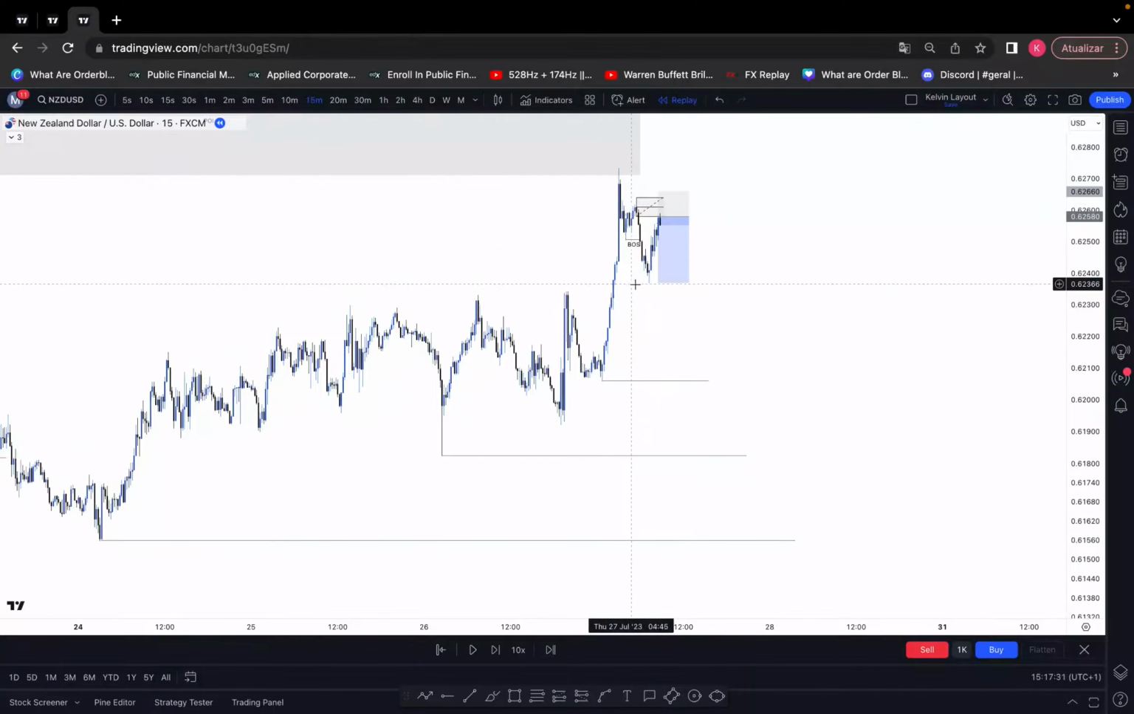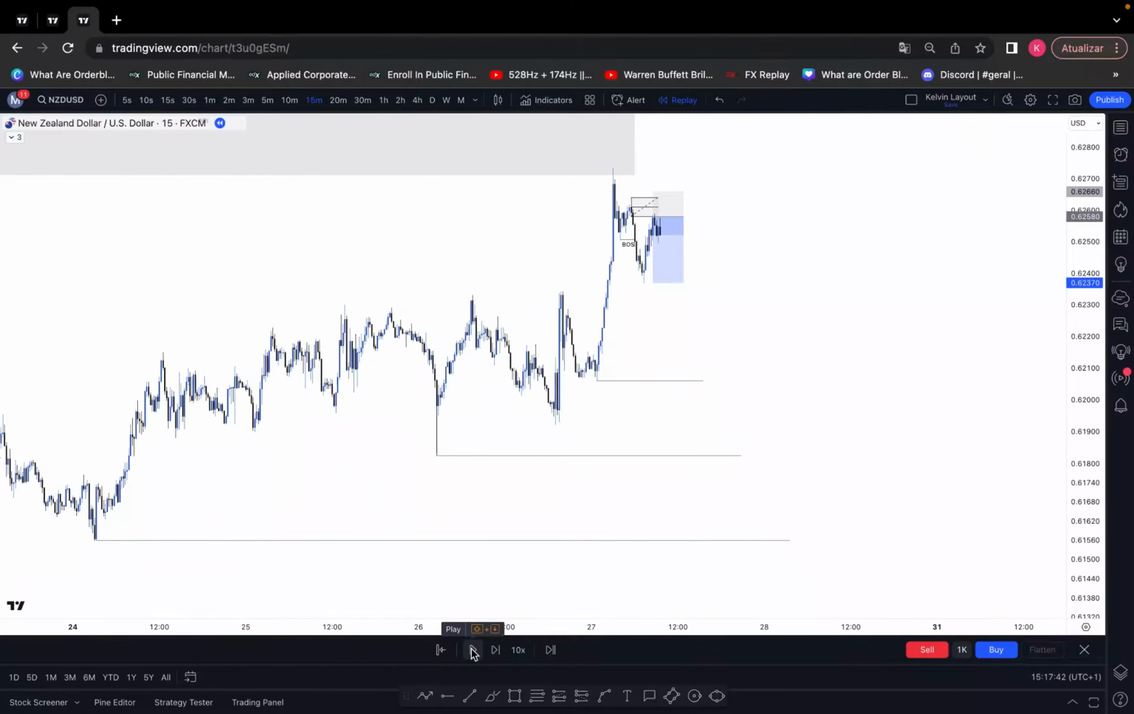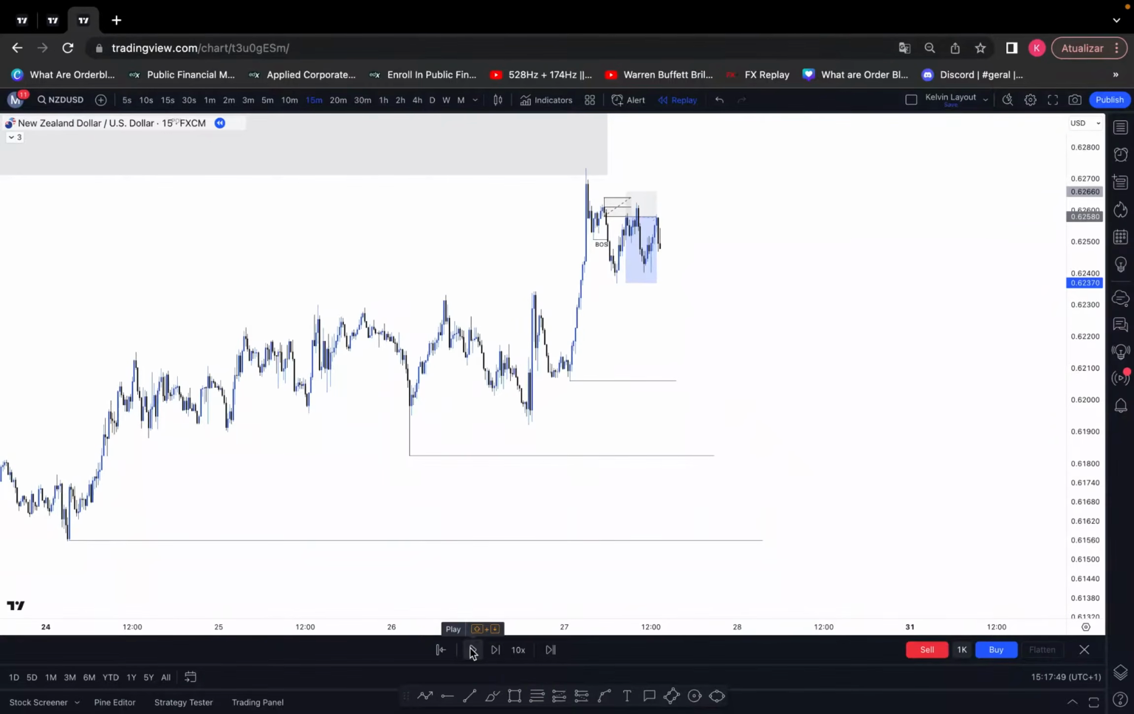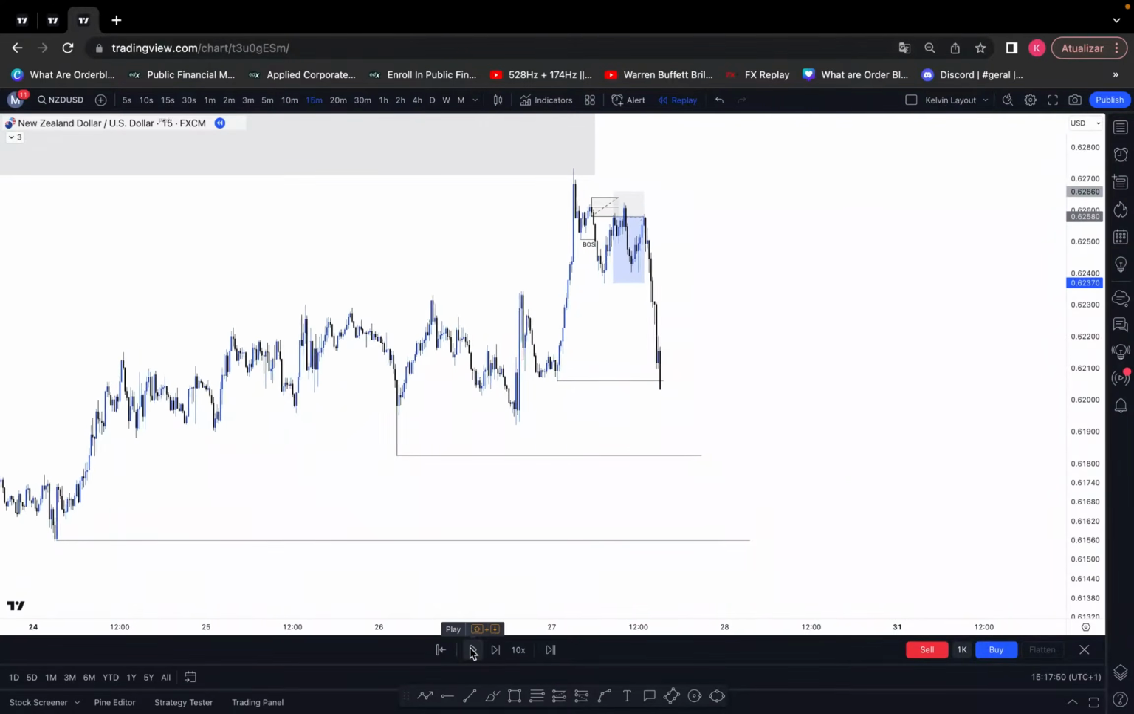We will only move to break even once price breaks structure below this M15 low, and then we will just take TPs right here. So let me just play price. We get tagged into the trade. Okay, came again. So let's just see. Okay, comes back again. Okay, boom.